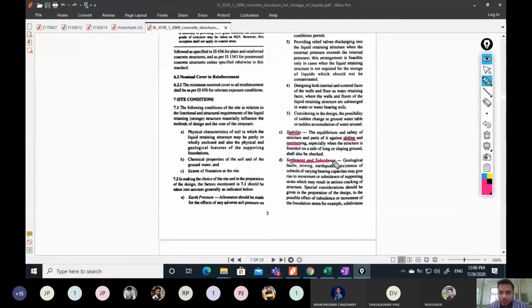Then settlement and subsidence. Sometimes the soil beneath the tank is a weak soil, or we can say soft soil, so the tank may settle. So you have to check it with the permissible settlement also. Sometimes some part may be of weak soft soil, so we can have differential settlement also. So it has to be ensured that the settlements and subsidence are within the permissible values.